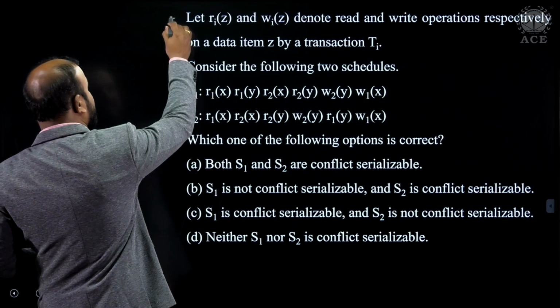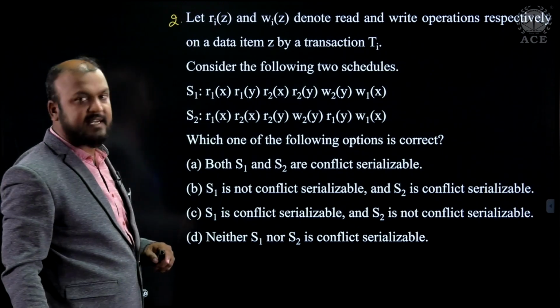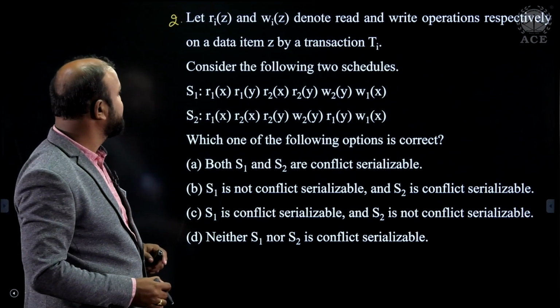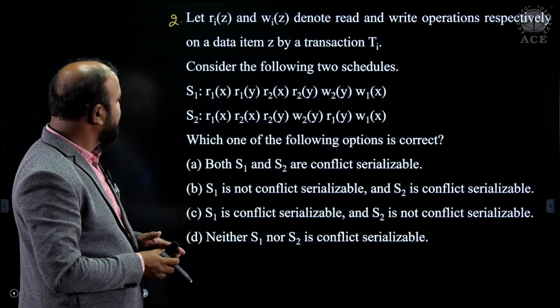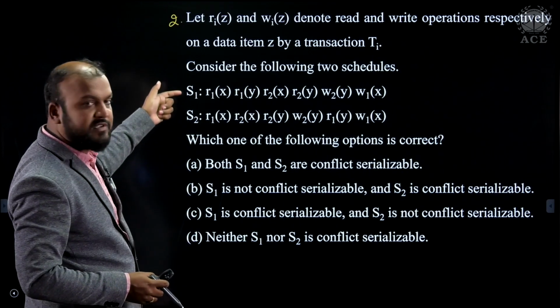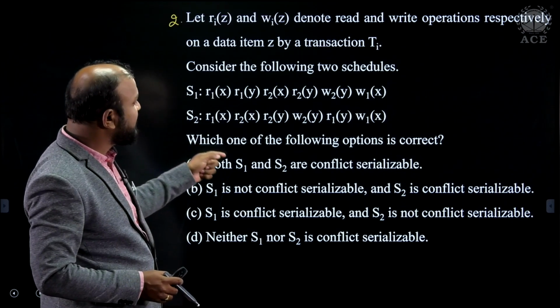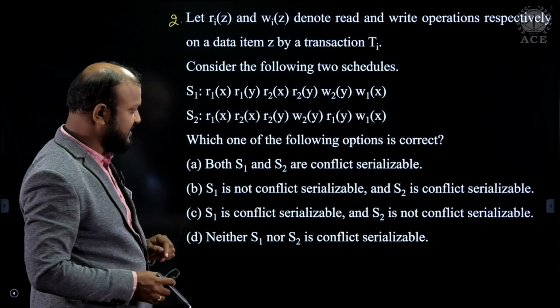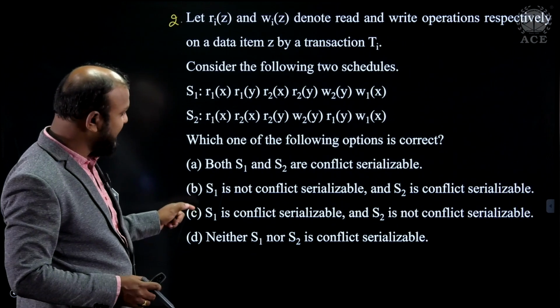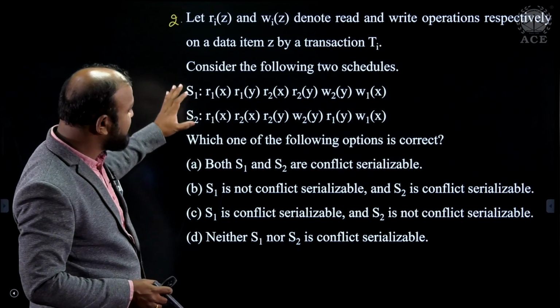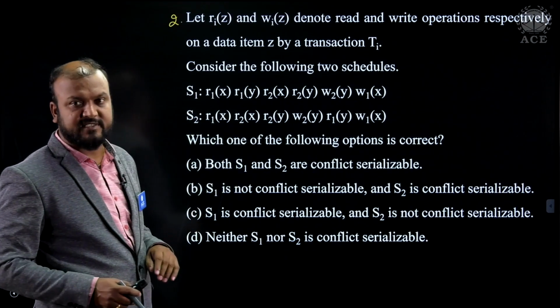Coming to the second question. This is based on the transactions, serializability. Here, it is given two schedules, schedule 1 and schedule 2. Question is, which one of the following options is correct? By looking at the options, we can understand that the question is about conflict serializability.